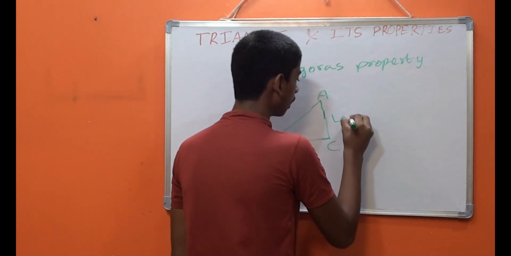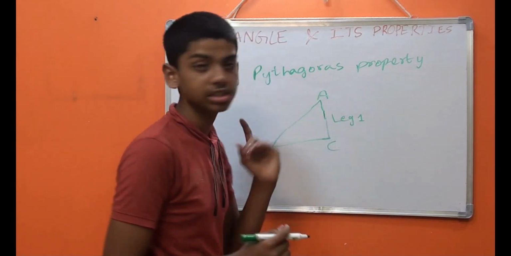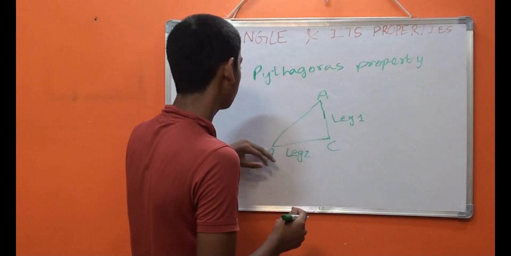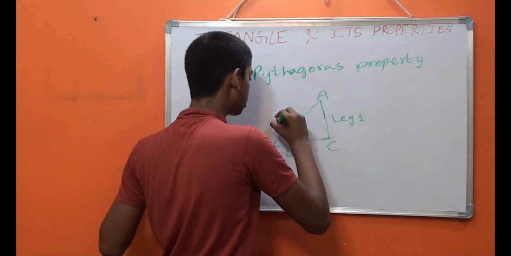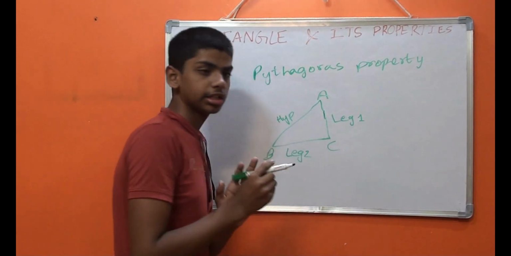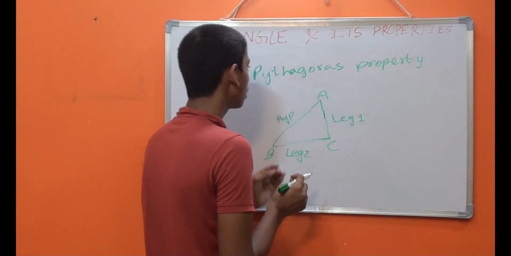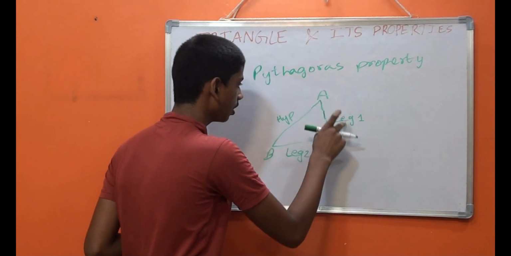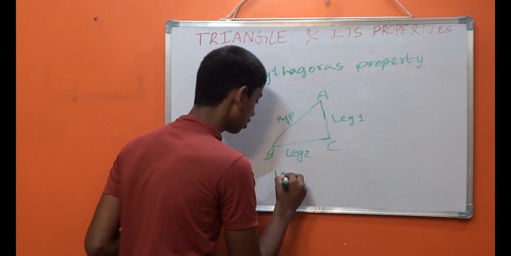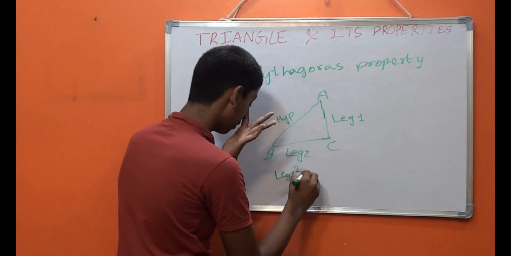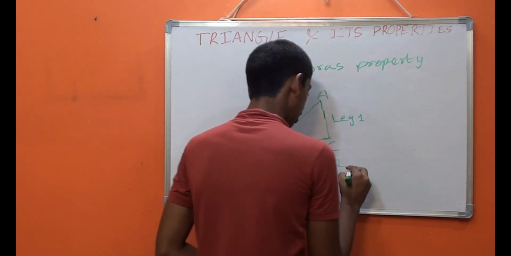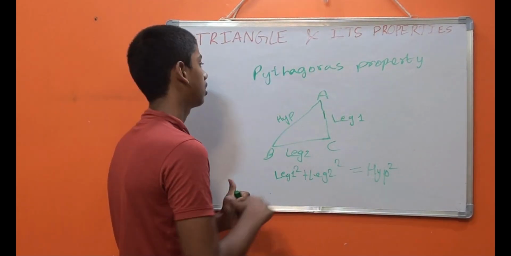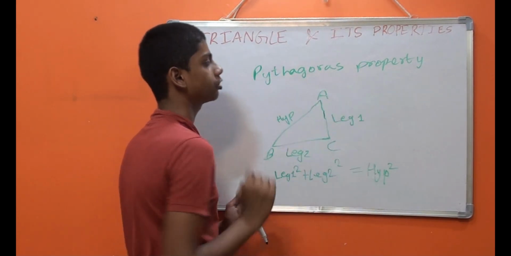Let's take this side, we will call this side leg 1, this side leg 2, because these two are the main parts of the triangle, and this side as hypotenuse, we will write it as HYP. Now the Pythagoras property says that leg 1 square plus leg 2 square equals hypotenuse square. Now let's see about this hypotenuse property.